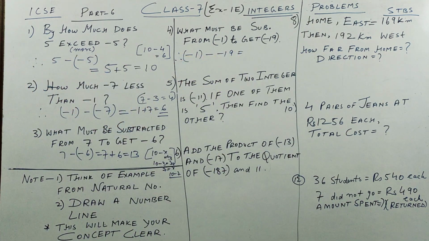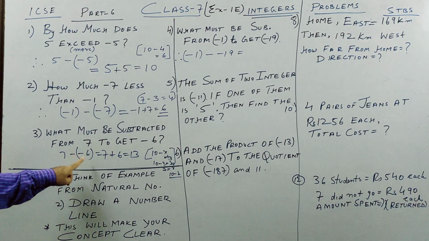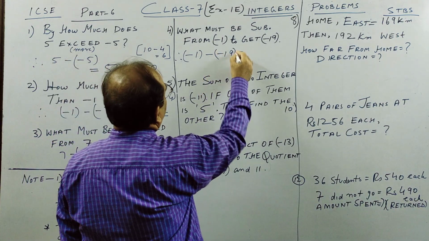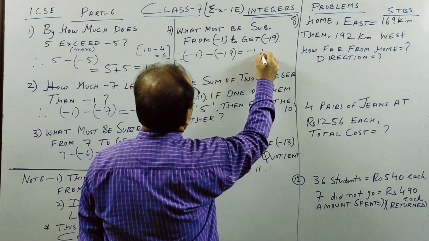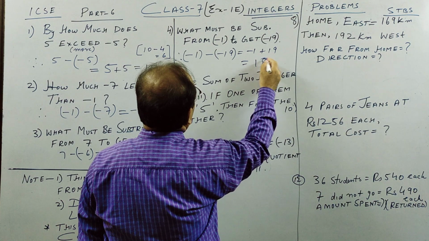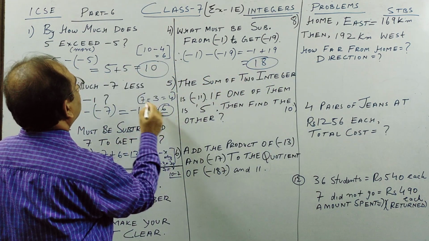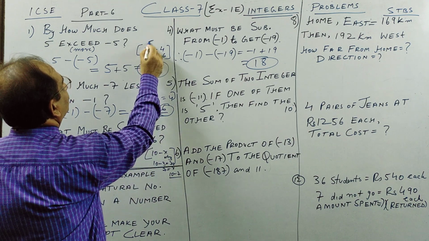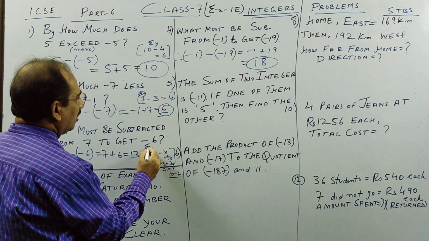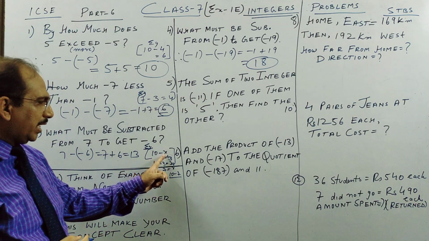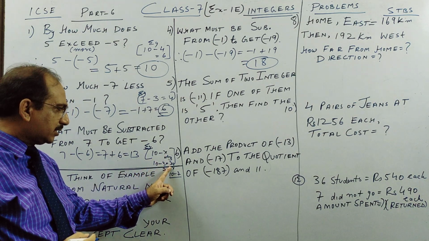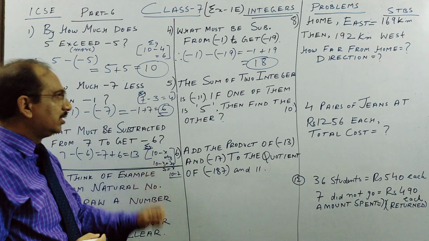So see the question, you can pause the video and copy this. How much must be subtracted, very similar, from minus 1 to get minus 19? So we get minus minus plus, the answer is 18. I am highlighting the answer so that you can understand. These are examples, children, a little tough for you, but I have explained. Subtract x, ultimately you will see to get x, you have to subtract 3 minus 10.